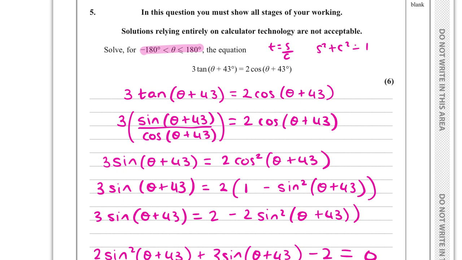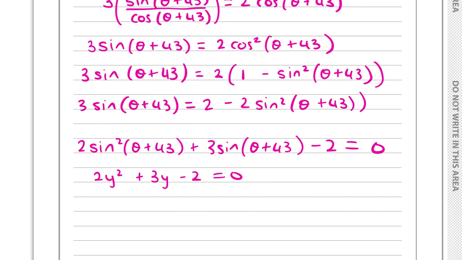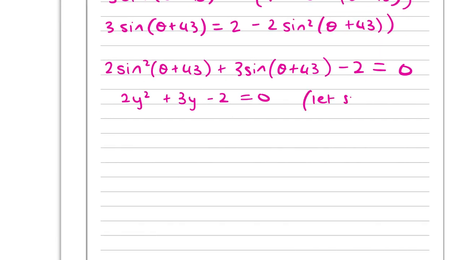This is the same as 2y squared plus 3y minus 2 equals 0. So you can say let y equal sine of theta plus 43. Now you don't have to do this, you can do it just from the calculator, I'll show you in a second. So let's solve this: 2, plus 3, minus 2. So I get y equals a half, y equals minus 2.